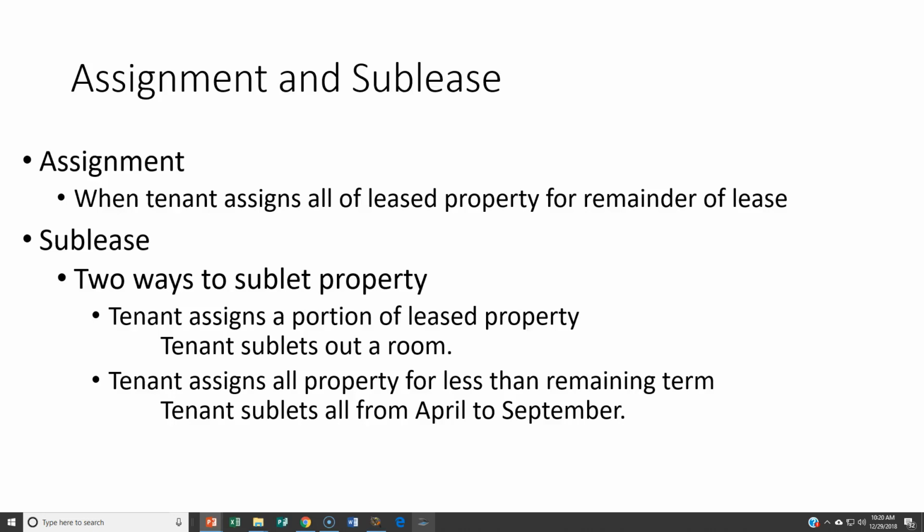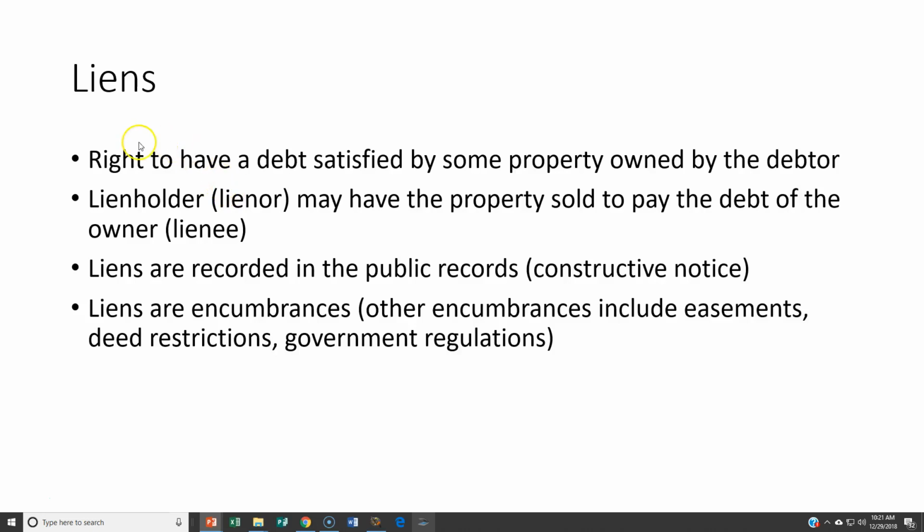There are 2 ways to sublet a property. The tenant assigns a portion of the lease property, for instance, a student sublets out a room to another student in the home that he's rented. Or a tenant assigns all property for less than the remaining term. In other words, the tenant sublets all of the property from April to September. And it could be a combination of that.